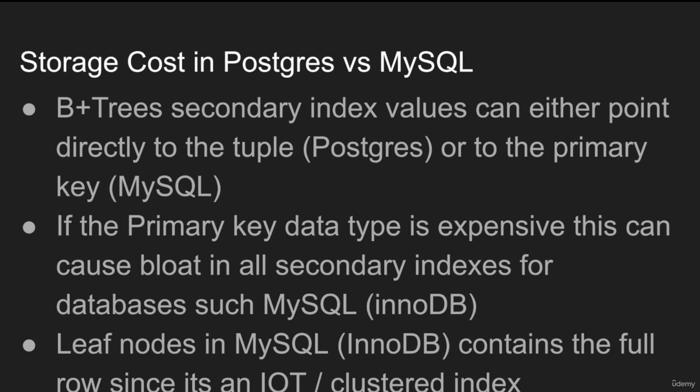B-trees are not something you do math on. Every decision you make costs you, right? And it's important to understand how these different DBMSs make these design choices, because every design choice can lead to a completely different outcome. If the primary key data type is expensive, this can cause bloat in all the secondary indexes, as I talked about. Leaf nodes in MySQL InnoDB contain the full row, since it's an index organized table, or a clustered index too. So that's another thing, right?